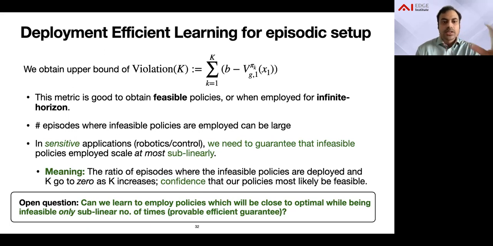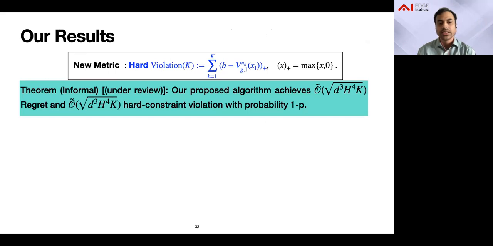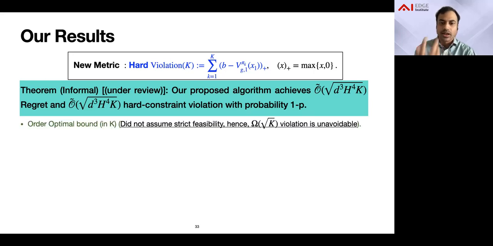But this kind of violation, which we call the soft violation metric, will not work. So we need a new metric, which is the hard violation. Here, if you're feasible, we are not adding negativity; we are adding 0. If you are infeasible, obviously you are adding a positive penalty. So this is the hard violation. Now we show that our proposed algorithm achieves square root k regret and square root k hard violation.